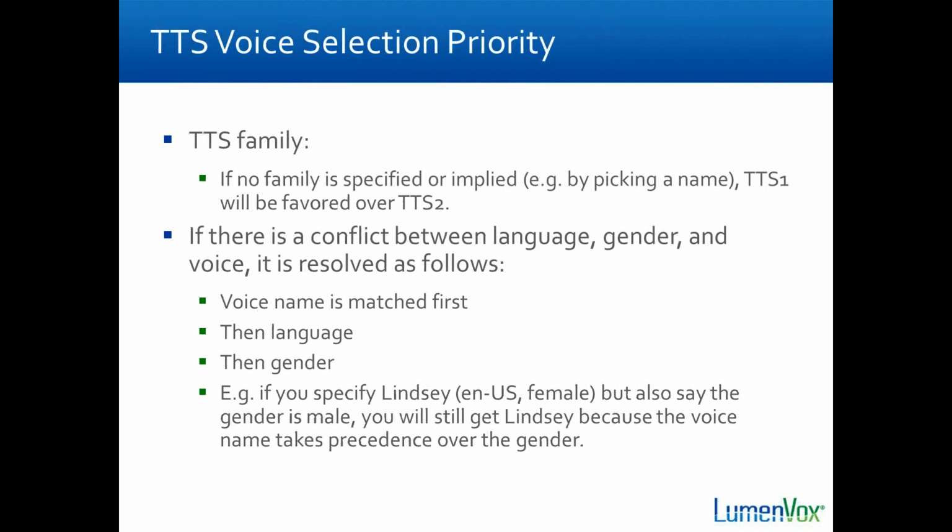So here's our order of priority. First, if you give us a voice name, we'll use that one if we can. Then, if we have a language, we'll use that, and then a gender. So let's say you specified Lindsay, which is a U.S. English female voice, but you said the gender is male. You would actually get Lindsay, because the voice name takes precedence over the gender, right? It's higher on this list. You can think of this as a hierarchical order of priorities.